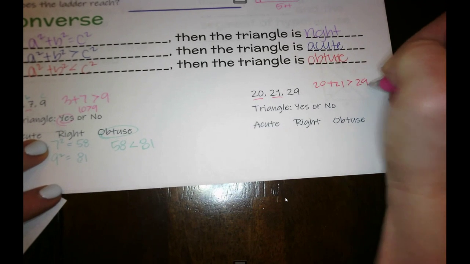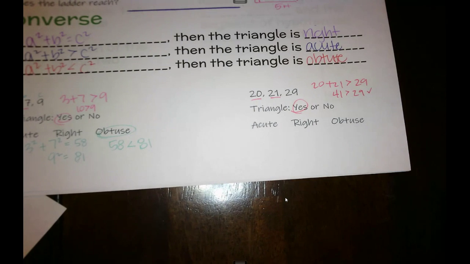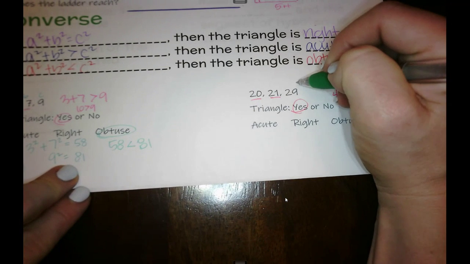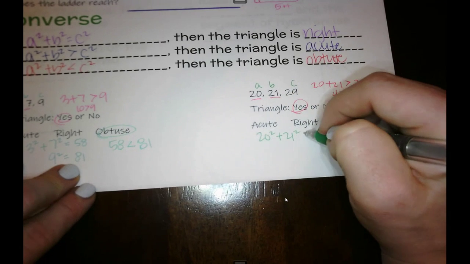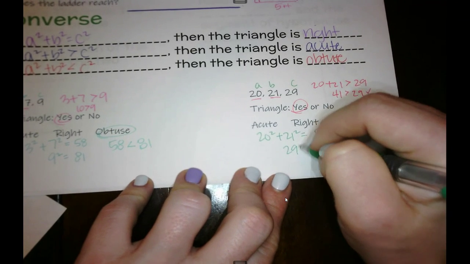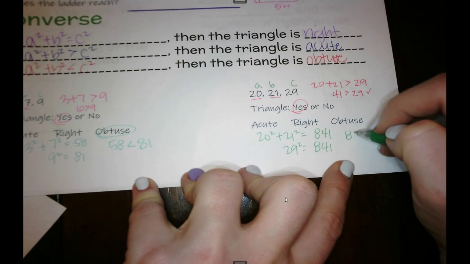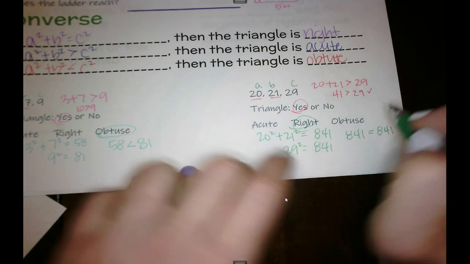All right. Is this a triangle or not? First and foremost, 20 plus 21, is that greater than 29? Well, that adds to 41, that's greater than 29, so yes, it is a triangle. Remember, the larger one is always your C. This is A and B. 20 squared plus 21 squared equals 841. 29 squared also equals 841. So our A squared plus B squared is equal to our C squared. So we have a right triangle.